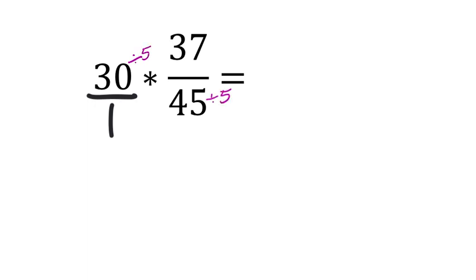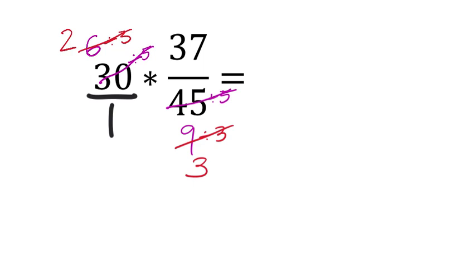Perhaps more, let's find out. 30 divided by 5 would be 6. 45 divided by 5 would be 9. So yeah, we could have divided by more, because now the 6 and 9 are both divisible by 3. So we'll cross simplify these as well. 6 divided by 3 is 2. 9 divided by 3 is 3.